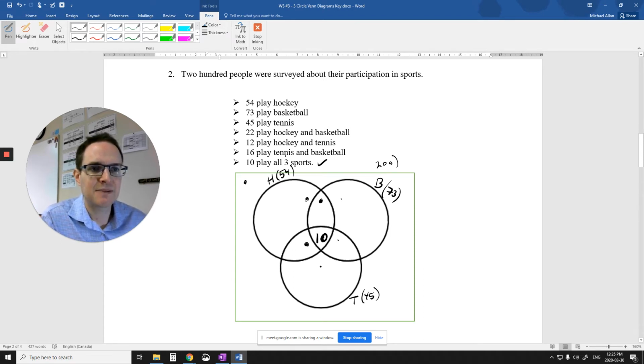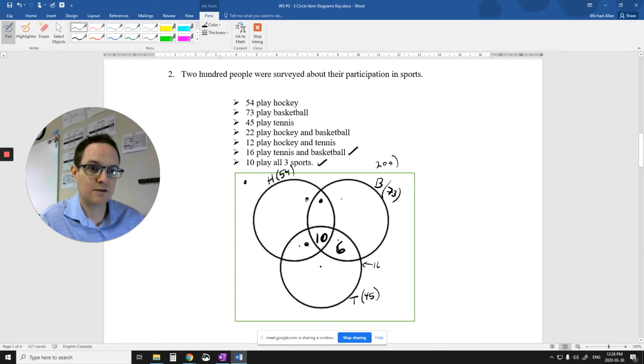So 16 play tennis and basketball. 16 tennis basketballs over here. So 16's got to go in these 2 spots. So that means this has to be a 6 because I have 10 in the middle. 10 plus 6 is 16. So that one's done.